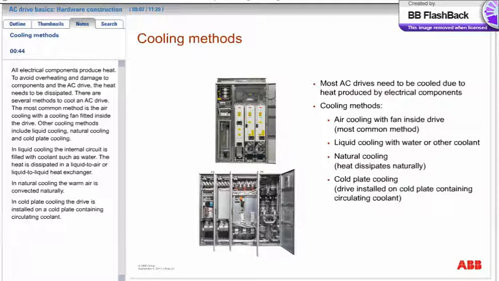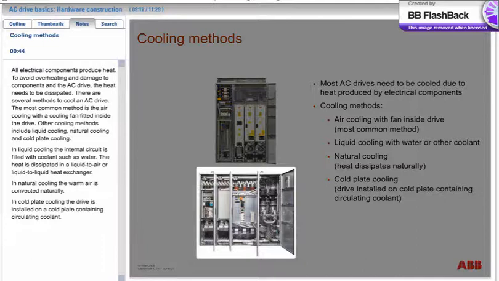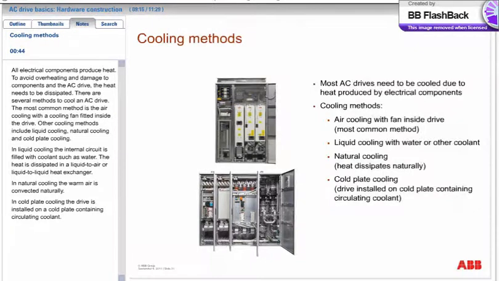In liquid cooling, the internal circuit is filled with coolant such as water. The heat is dissipated in a liquid-to-air or liquid-to-liquid heat exchanger. In natural cooling, the warm air is convected naturally. In cold plate cooling, the drive is installed on a cold plate containing circulating coolant.